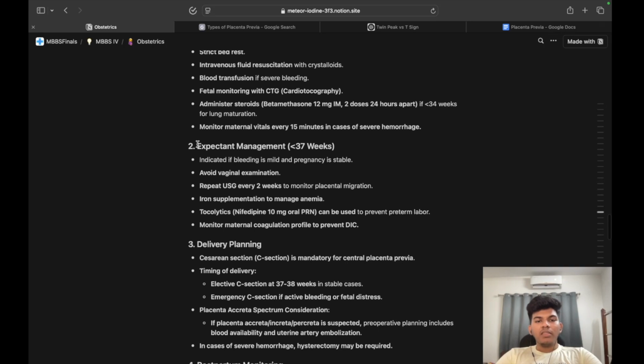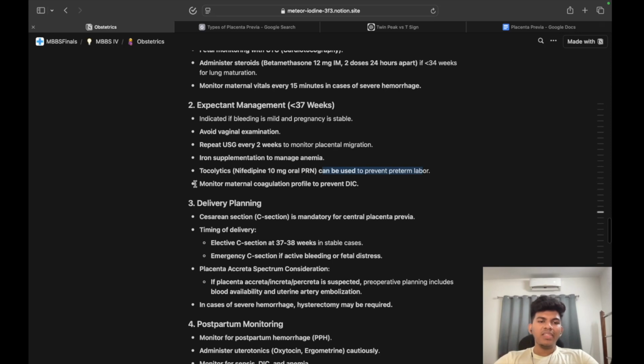Coming to expectant management, less than 37 weeks. Indicated if bleeding is mild and pregnancy is stable. Avoid vaginal examination. Repeat USG every 2 weeks to monitor placental migration. Iron supplementation is required for anemia. Tocolytics, nifedipine 10 mg oral as and when needed, can be used to prevent preterm labor. Finally, monitor maternal coagulation profile to prevent DIC.